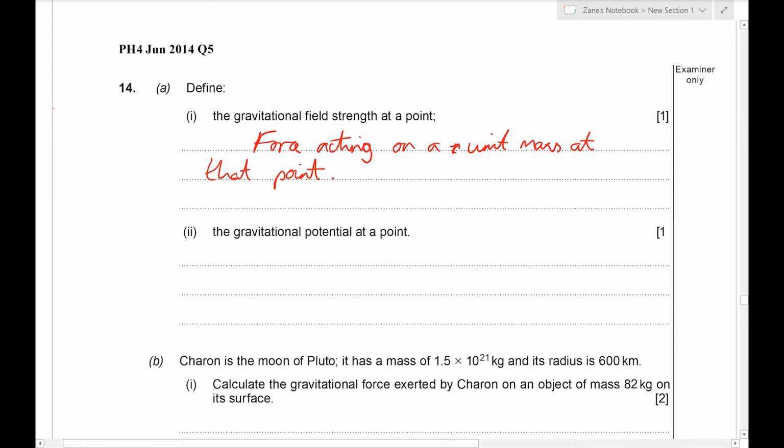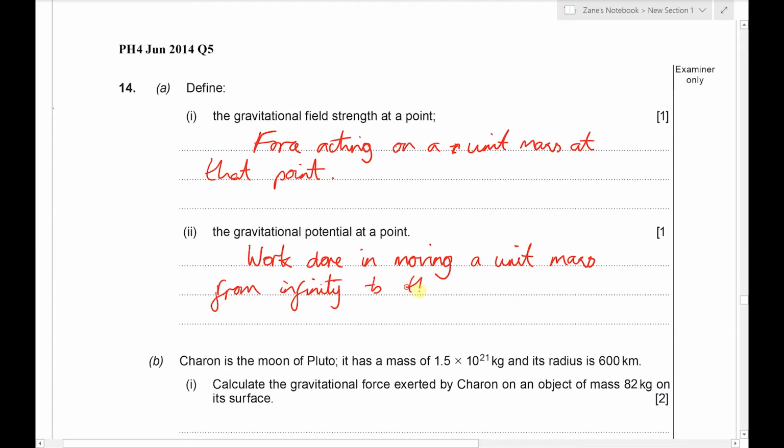We're also asked to define the gravitational potential at that point. The full definition is that the gravitational potential is the work done in moving a unit mass from infinity to that point. So in a way it's energy per unit mass.